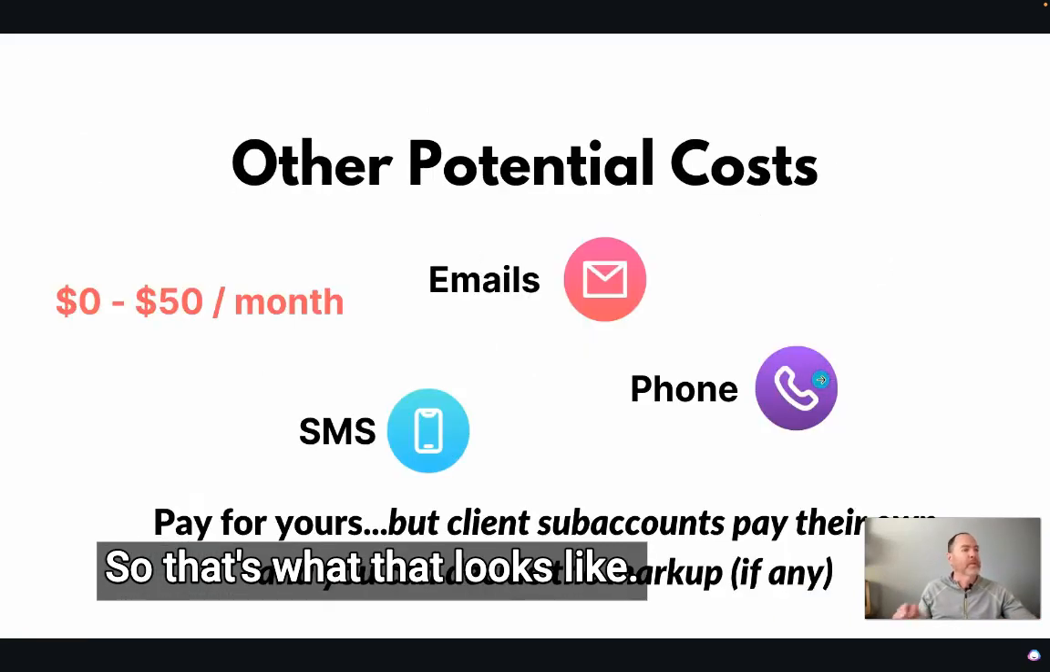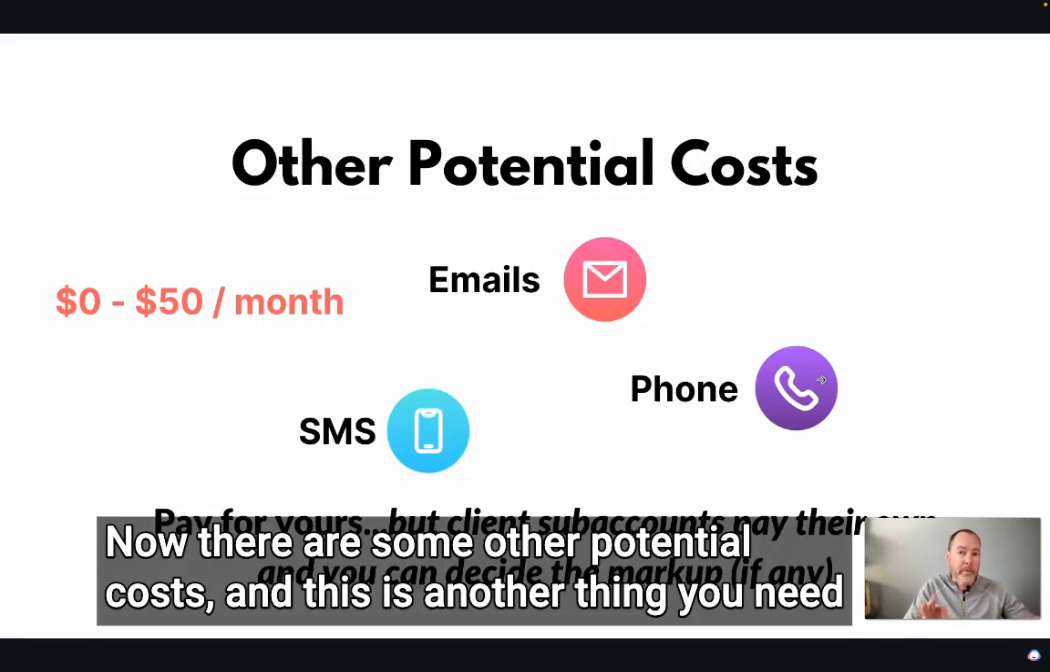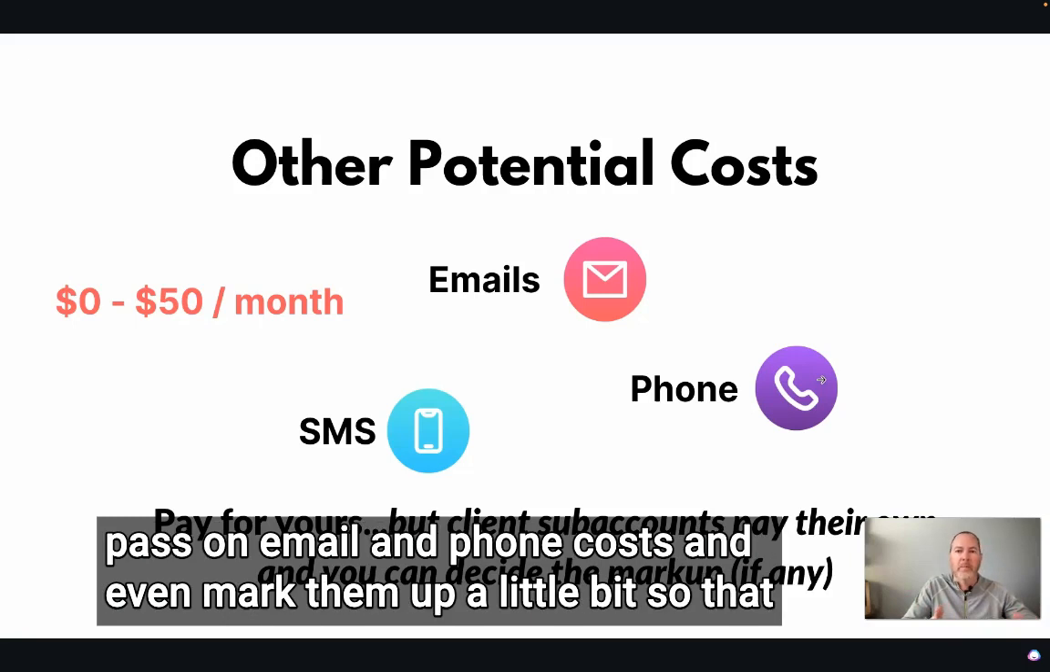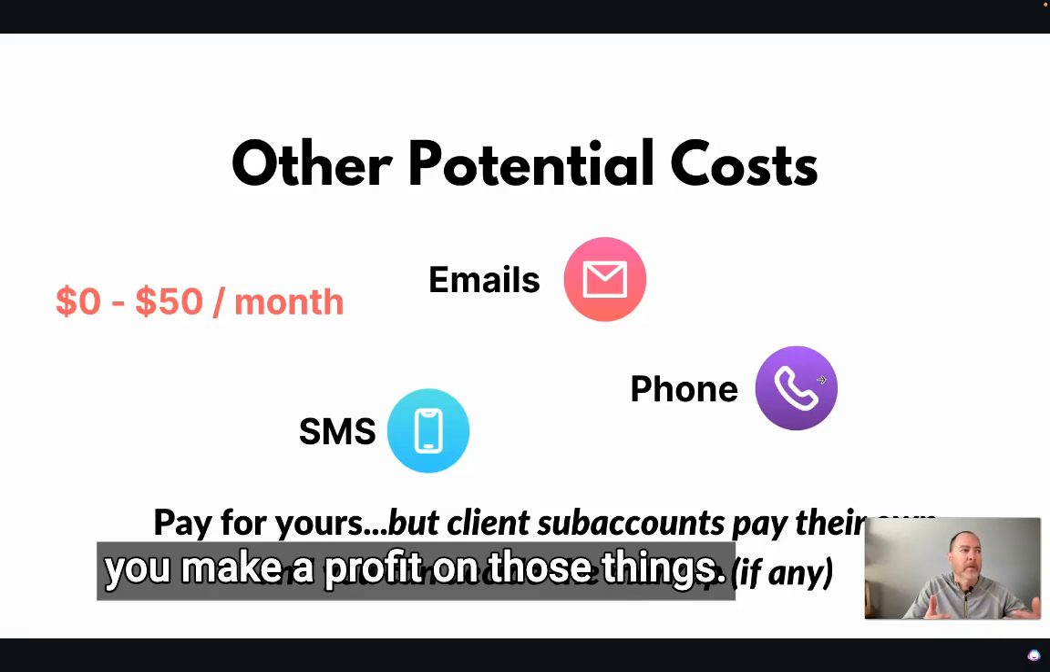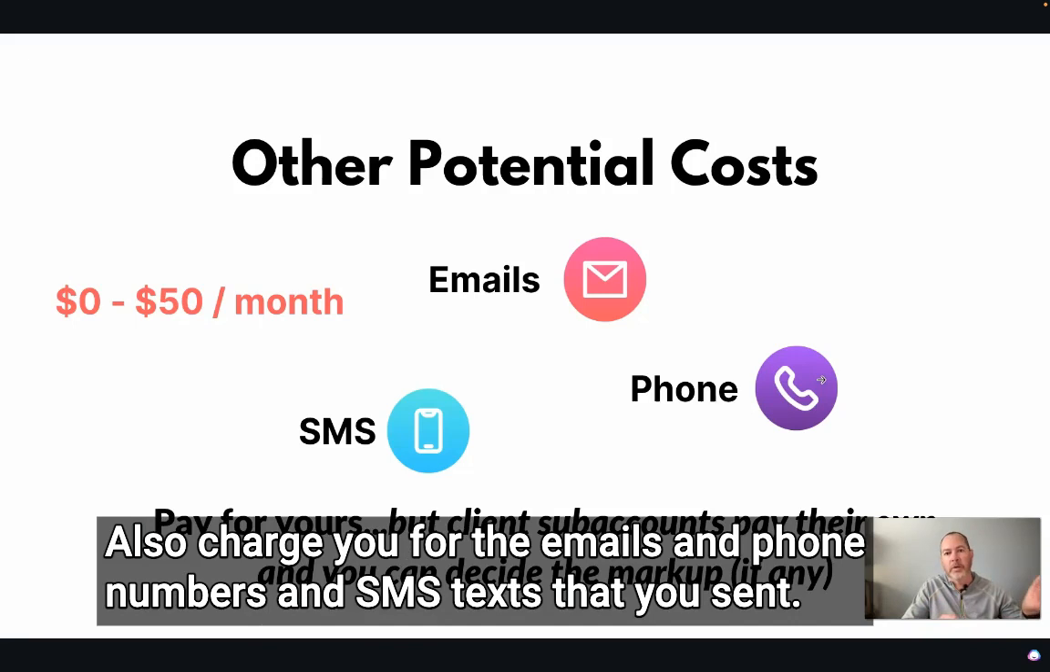So that's what that looks like, and it's at $497 a month. So it's basically a $200 upgrade from that Agency Pro plan that we looked at before. Okay, now there are some other potential costs, and this is another thing you need to be aware of, because like I mentioned in the Agency Pro, you're allowed to pass on email and phone costs and even mark them up a little bit so that you make a profit on those things. Well, GoHighLevel also charge you for the emails and phone numbers and SMS texts that you send.